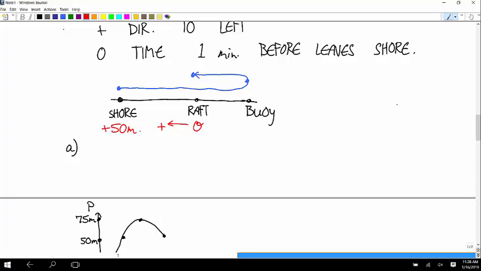And now the buoy. If you start at 0, this is the negative direction. That's right. So if you start at 0 and go 25 meters in the negative direction, you're at a position of negative 25.